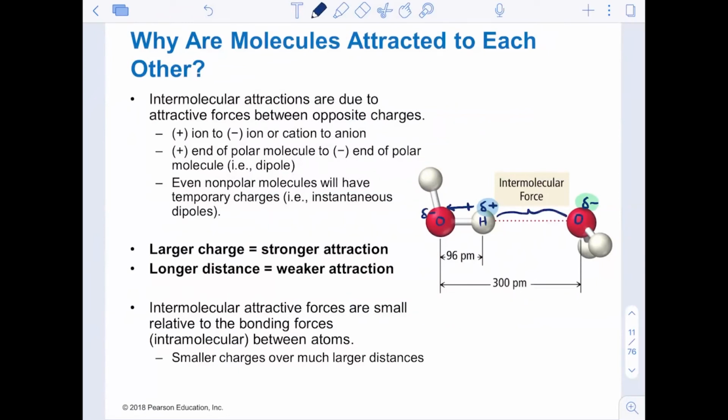Bigger distance, right? It's not a covalent bond. The covalent bond between oxygen and hydrogen is around 96 picometers. The intermolecular force, if you were to think about that, is a much greater distance, okay? So when we're looking at these intermolecular forces, they are not chemical bonds. They are electrostatic forces of attraction. Now, even nonpolar molecules will have temporary charges, temporary dipoles. They're instantaneous, they're fleeting. We're going to talk about them. They're the weakest type of intermolecular force. All right.